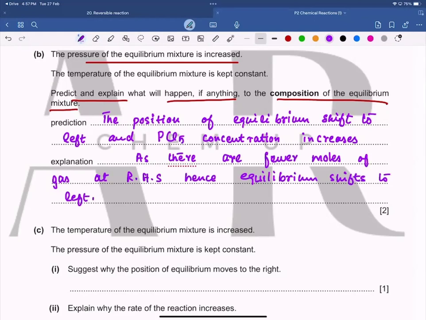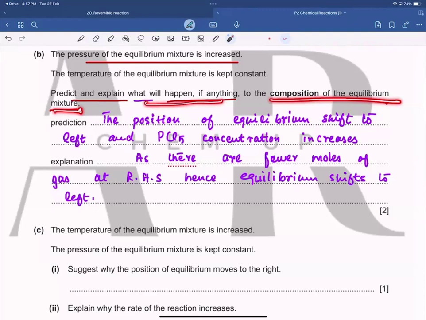Sir, I understood the pressure part, but not the concentration part. Can you repeat again? See, if you read what they are asking you, what will happen, if anything, to the composition of the equilibrium mixture. They didn't actually ask you where the position is shifting. They ask you what happens to the composition. So what does composition mean?